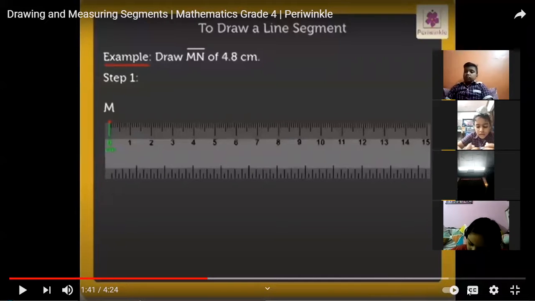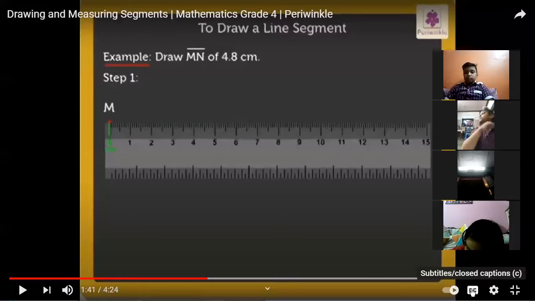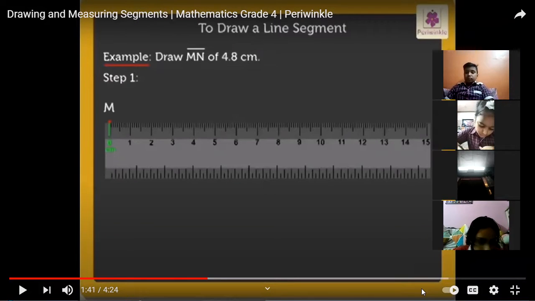Okay, beta. So here our first step is that we have to mark on a scale, at the point 0. We will always start drawing the line segment from 0 only. Okay, beta, you must remember this thing. This is our first step. I hope it is clear. Now we are moving to the second step.